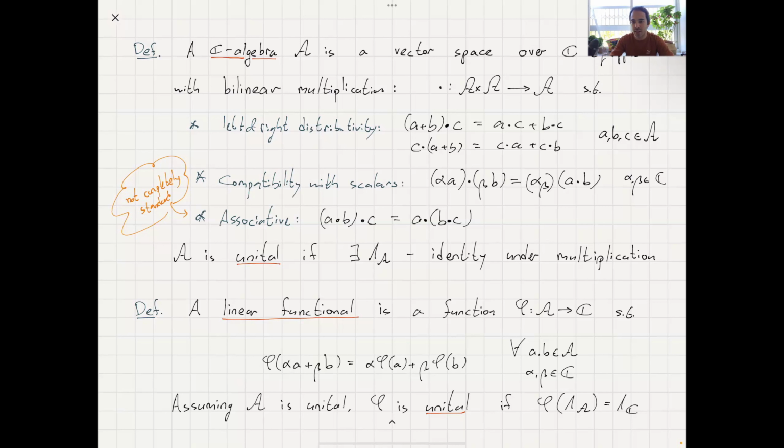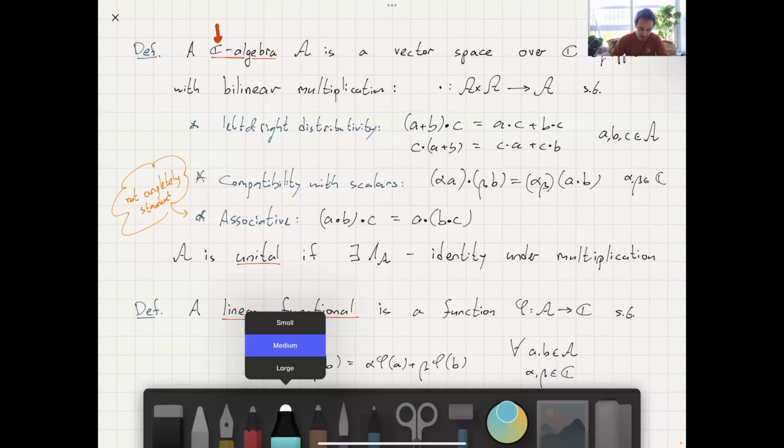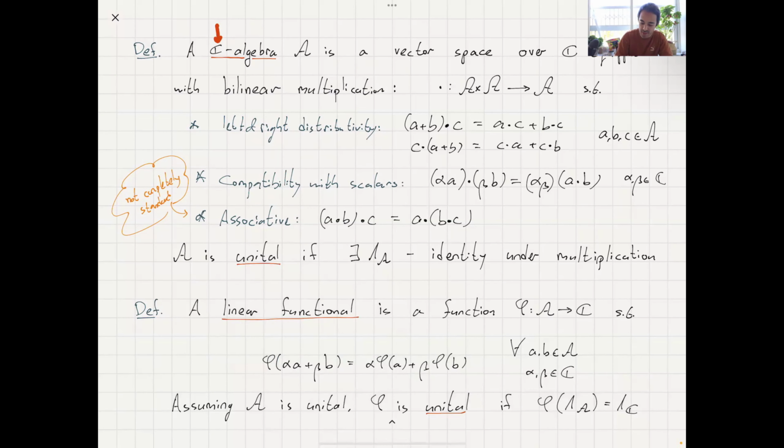So let me start by defining the notion of a C algebra. A C algebra, where C is just the complex numbers, is first of all a vector space over C, okay? Namely, you can add elements in the algebra, like vectors, and you can multiply them by complex numbers, like scalars. But you can also multiply the elements themselves in the algebra.